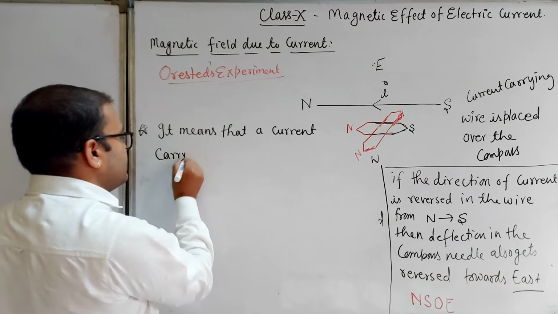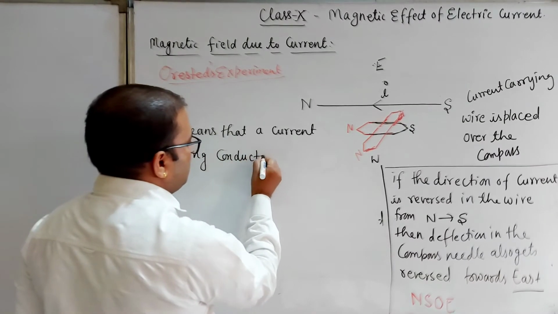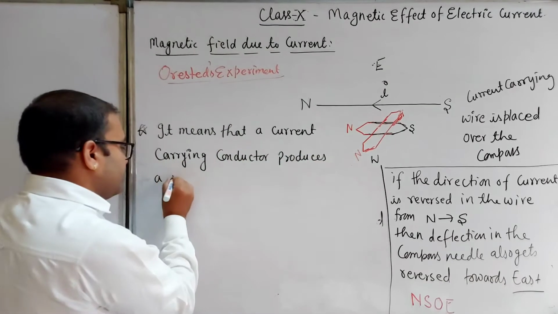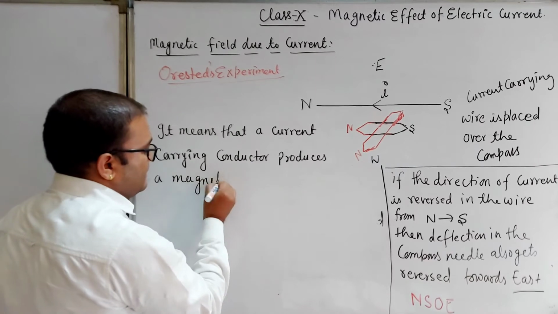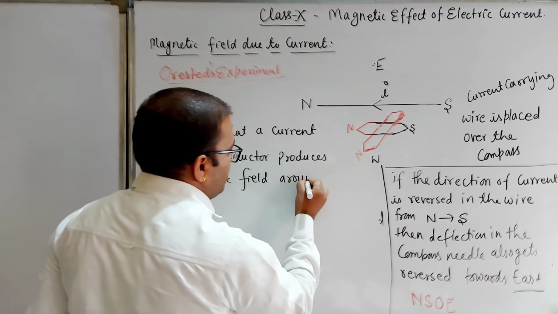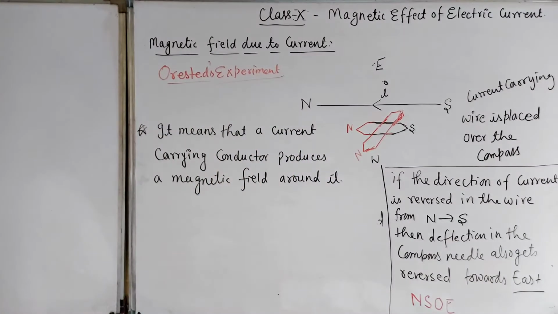carrying conductor produces a magnetic field. A current carrying conductor produces a magnetic field around it.